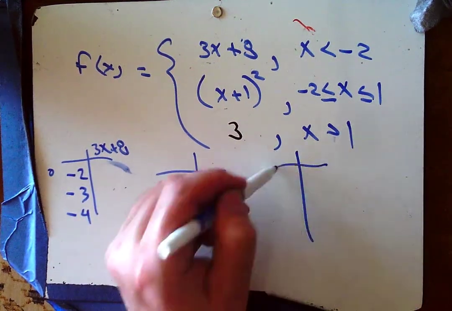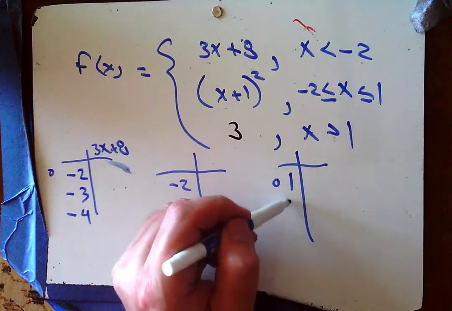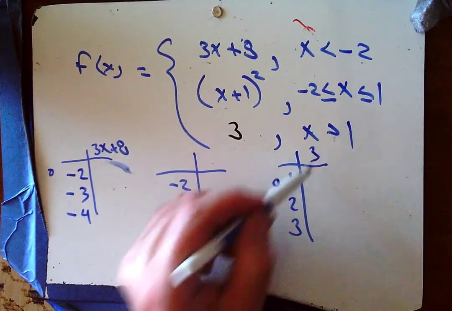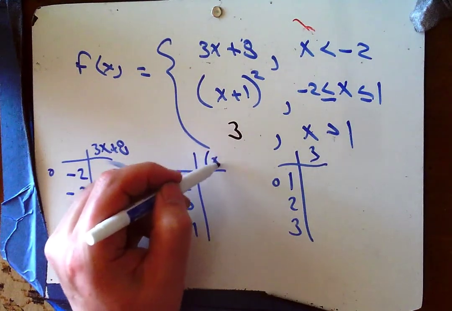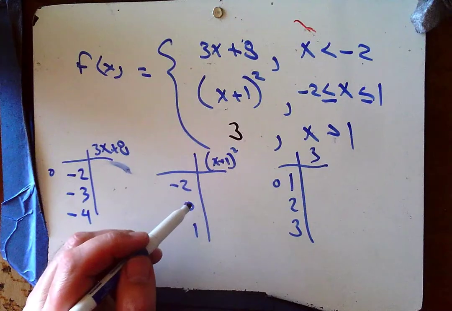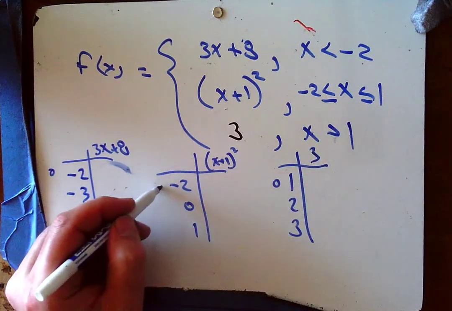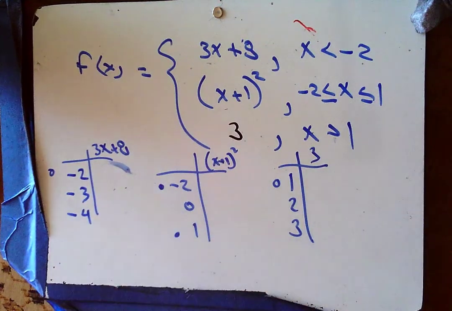And for x values greater than 1, I have 3, plus 1 squared. Great. And wait, these are both closed circles. Okay, so let's get some values.